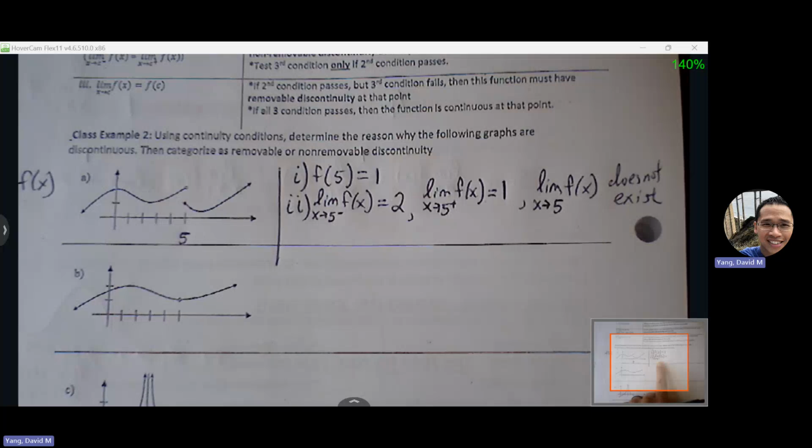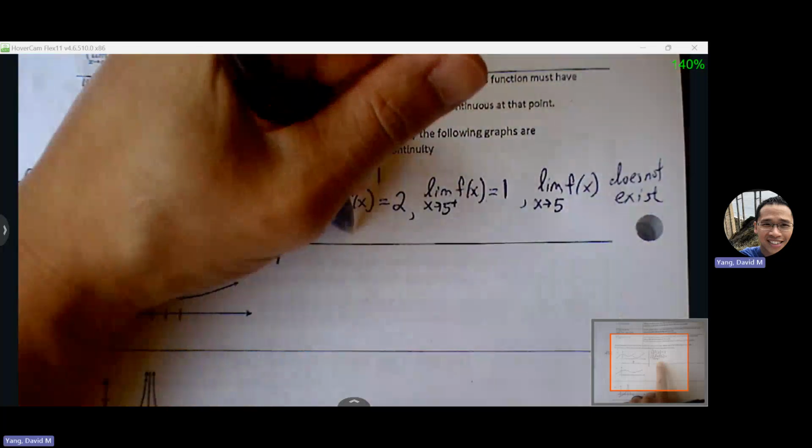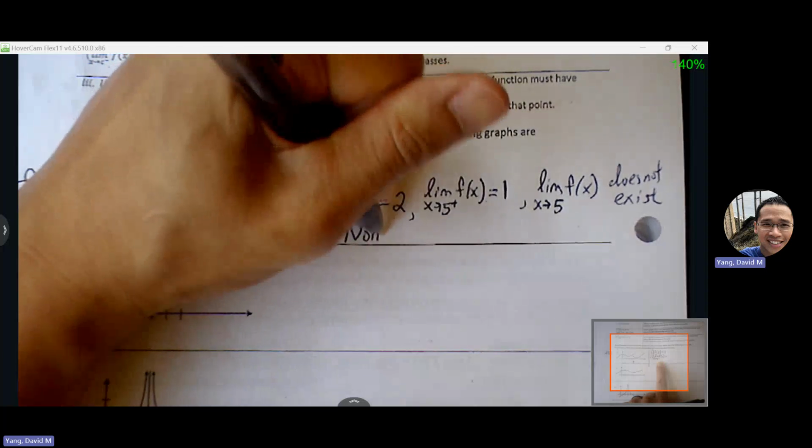Okay, do we have to go to the third condition? No, we already know what type of discontinuity, right? So we can say non-removable discontinuity.